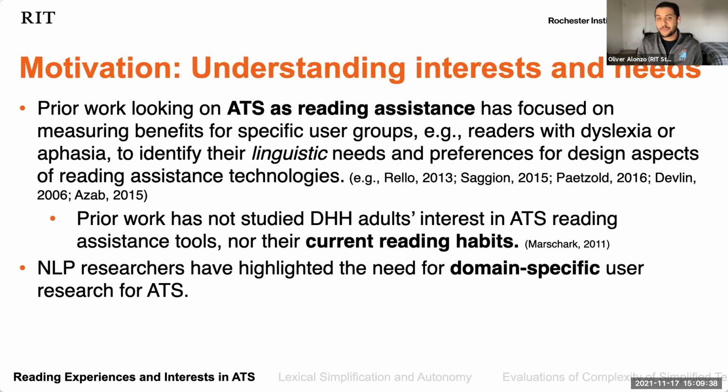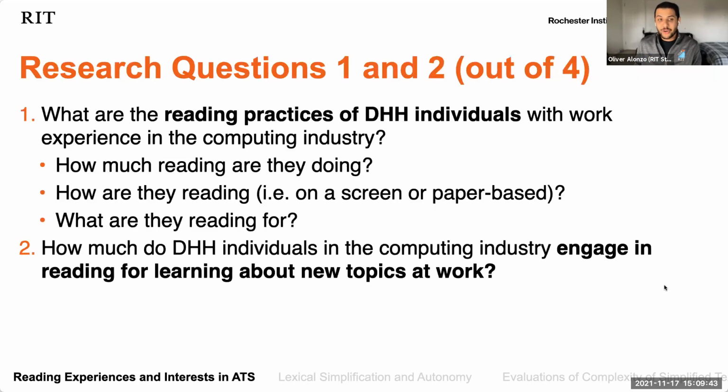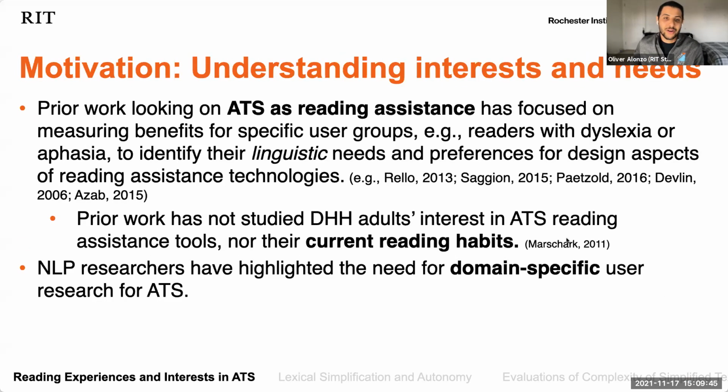And so the motivation for this particular study on understanding user interests and needs emerged from the fact that prior work looking at the use of automatic text simplification as reading assistance has focused on measuring benefits from specific user groups, such as readers with dyslexia or aphasia. And this has mostly been done after doing the text simplification, just providing it to these users and measuring whether there was a benefit. Other work has focused on identifying their linguistic needs, and some work has focused on the preferences for design aspects of reading assistance technologies. But little work has focused on this initial understanding of their interests and needs.